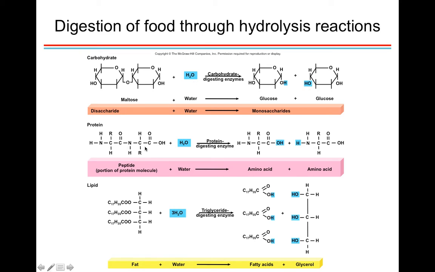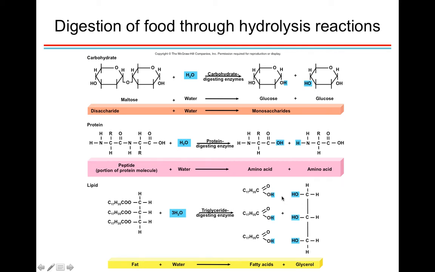Here is a protein, which is a polymer of amino acids. It can be broken down to monomeric amino acids. And here we see a lipid, which is a triacylglyceride, and this can be broken down by lipase, which will help to add water to break these bonds. So we'll get 3 fatty acids and 1 glycerol molecule.